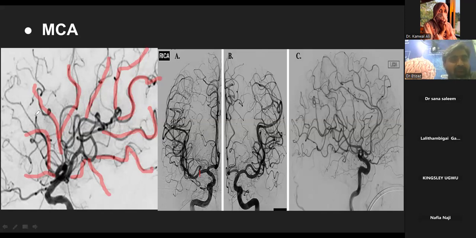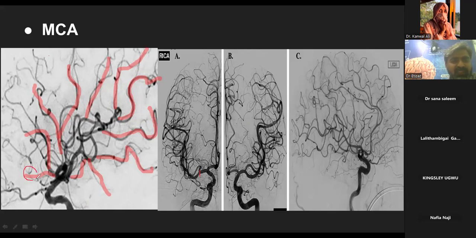Excellent. So I made it easy for you. So these are about how many branches? 1, 2, 3, 4, 5, 6, 7, 8, 9, 10. There are 10 branches of most likely the middle cerebral artery. It will be easy for you.